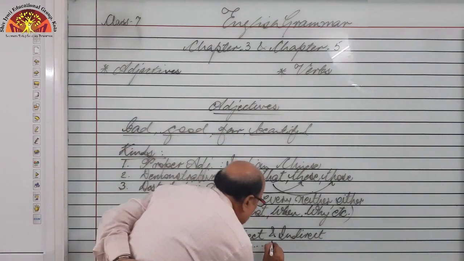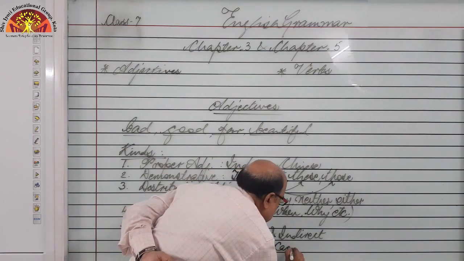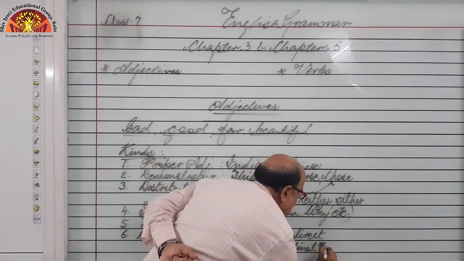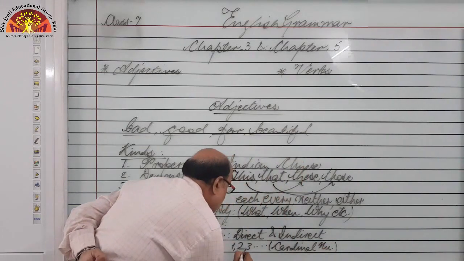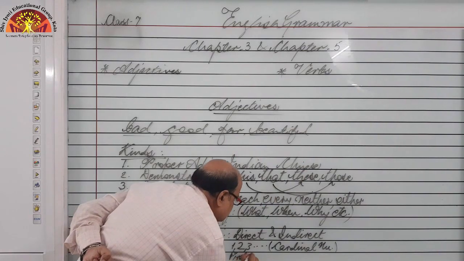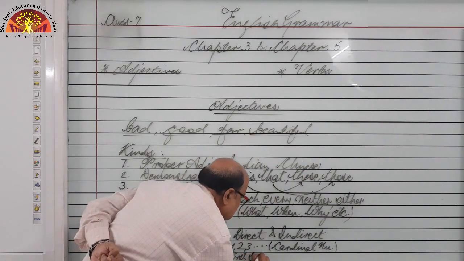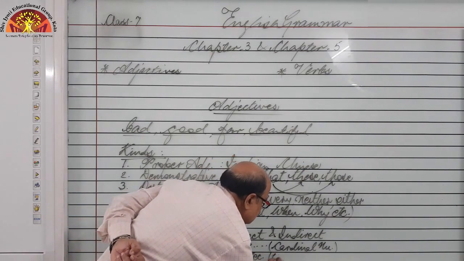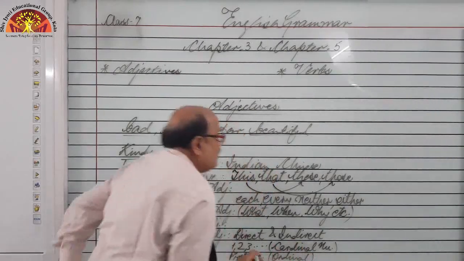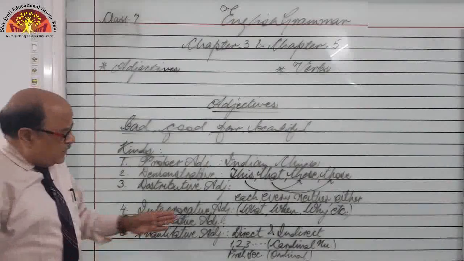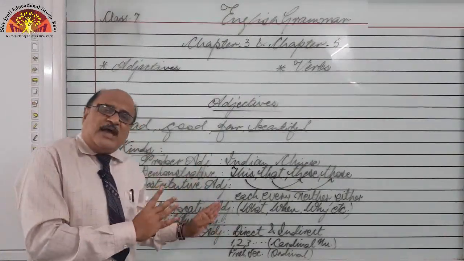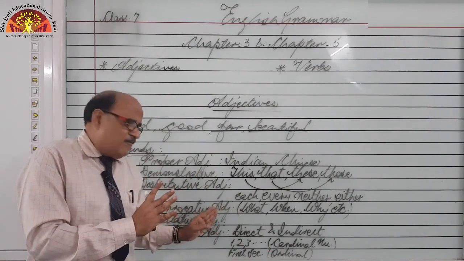Means they are known as cardinal numbers, and first, second, third are known as ordinal numbers, right? Got my point? So whenever we are using these words, this is known as direct quantity or countable quantity of adjectives.